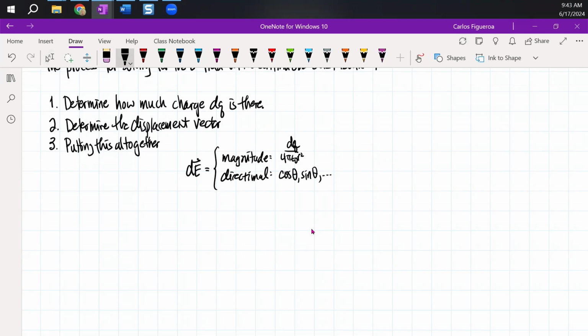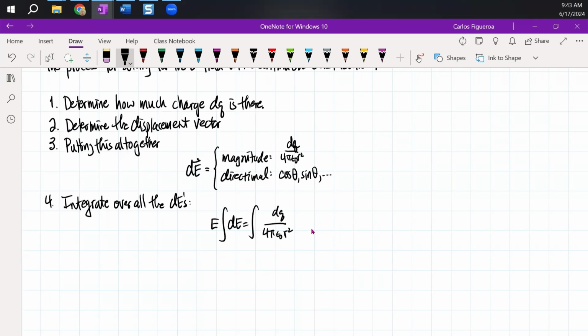And then finally, we integrate over all the little dE's. In other words, we're going to take E and integrate all of them, which just means that I'm integrating over dq over 4 pi epsilon r squared. And then I'll have some directional that I'll most likely have to apply.